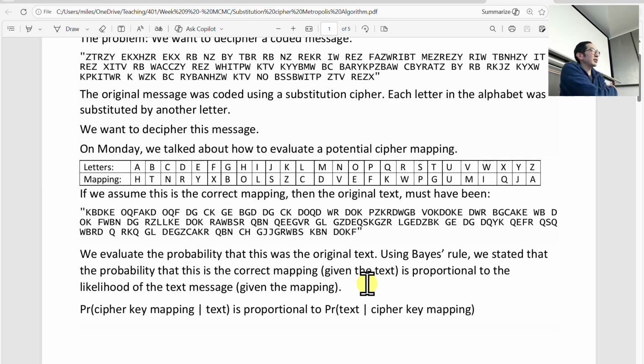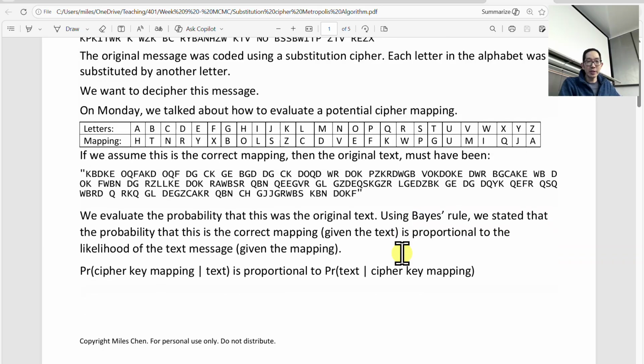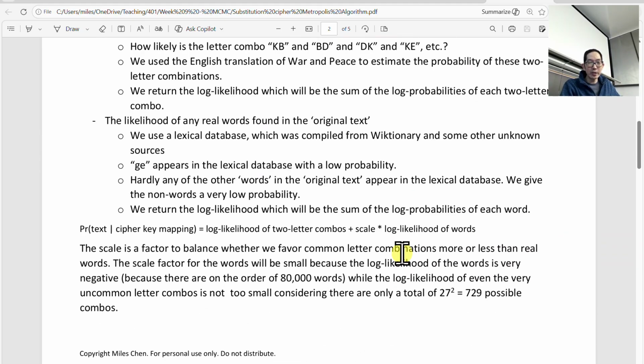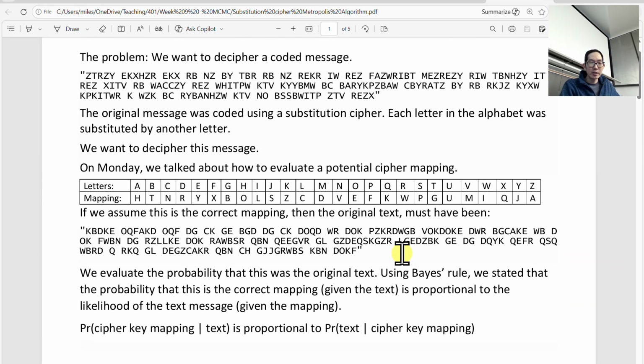Okay, there's a lot of strategies you could use. Okay, but what we can do is we can try to evaluate, we can compare one cipher key with another cipher key, and we can try to compare the likelihood, or I guess the posterior probability of one cipher key versus another cipher key. Okay.